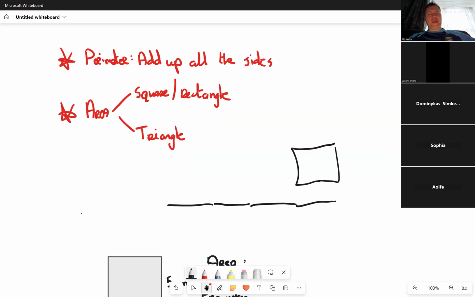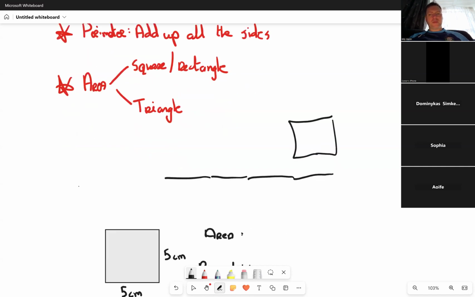What about the area then? What's that? The inside of it. Perfect. Sophia, what do you think the area of something is? The inside of the shape. Okay, perfect. The amount of space that's occupied inside a 2D surface. So it has to be flat, right? So we're not talking about 3D things like cubes or anything yet.